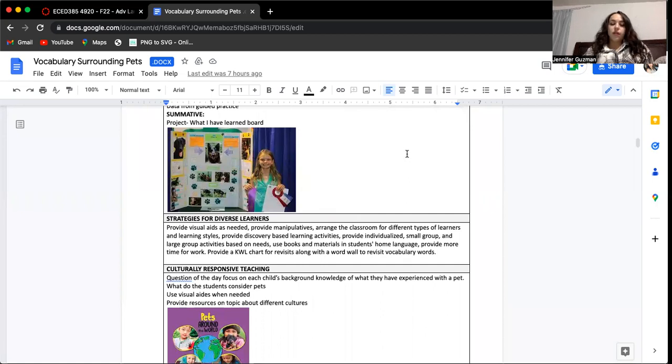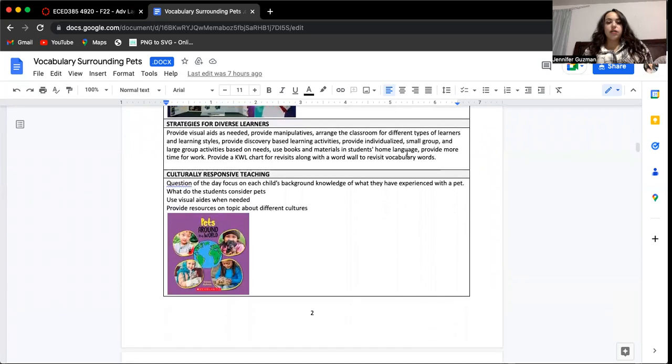Some strategies for our diverse learners: provide visual aids as needed, provide manipulatives, arrange the classroom for different types of learners and learning styles, provide discovery-based learning activities, provide individualized small group and large group activities based on needs, use books and materials in students' home language, provide more time for work, provide a KWL chart for revisits along with a word wall to revisit vocabulary words.